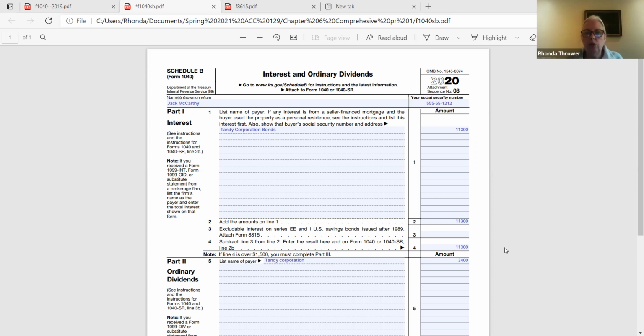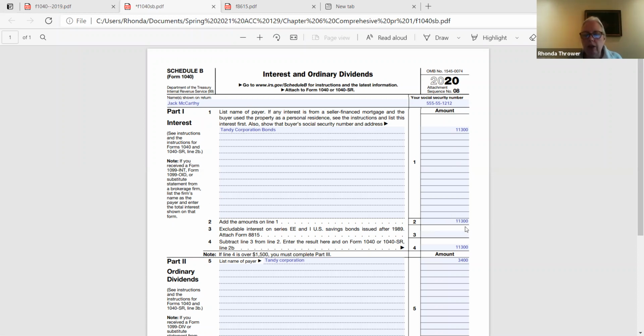And so the child, who is Jack McCarthy, is going to have to file a tax return, and they're going to have to file Schedule B, and you're going to have to list where the interest came from. And it came from the Tandy Corporation, and the amount was $11,300. That's the only amount of interest for this particular problem. And so what we would end up doing is go on down to line 2, which just says to add up what you had on line 1.